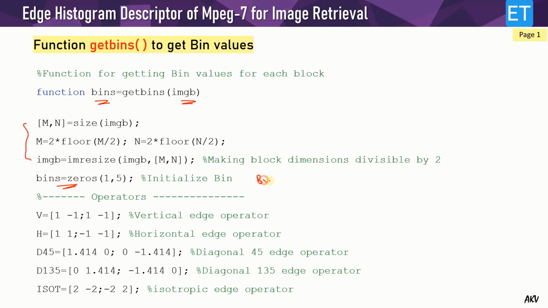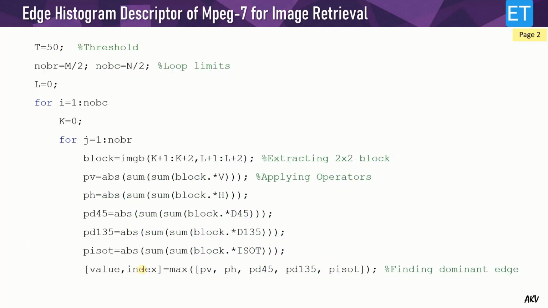So this is your bin, which is initialized as 0 0 0 0 for all those 5 orientations. And here all the operators are described. This is a vertical edge orientation operator, 1 minus 1 1 minus 1. This is for horizontal, D45, D135, and isotropic operator. And after that we define a threshold, because we will compare the edge type with the threshold.